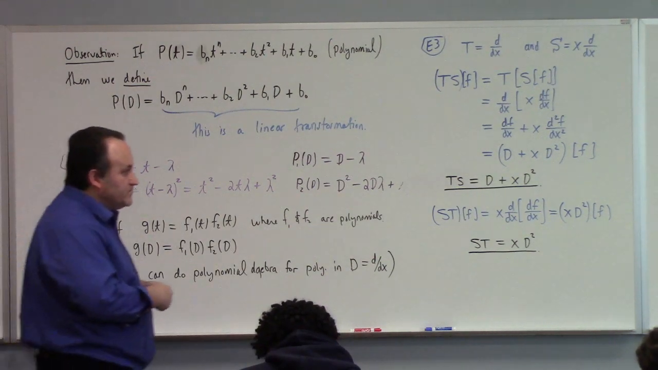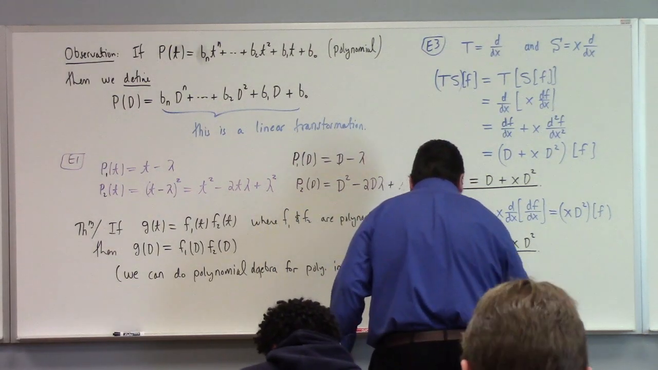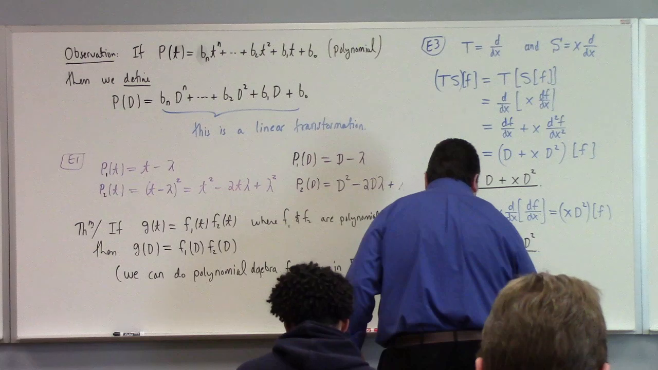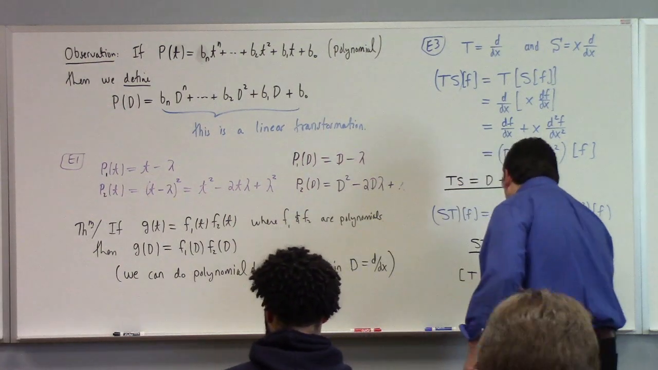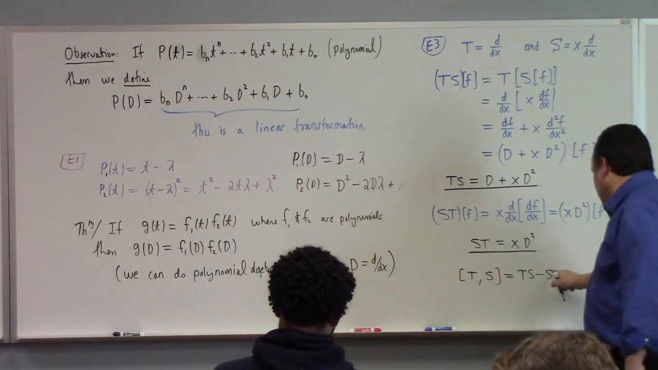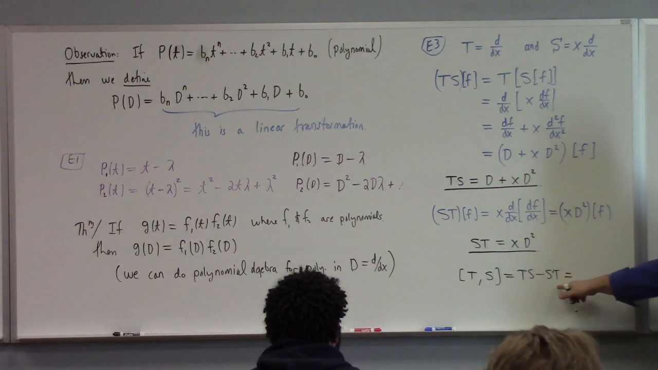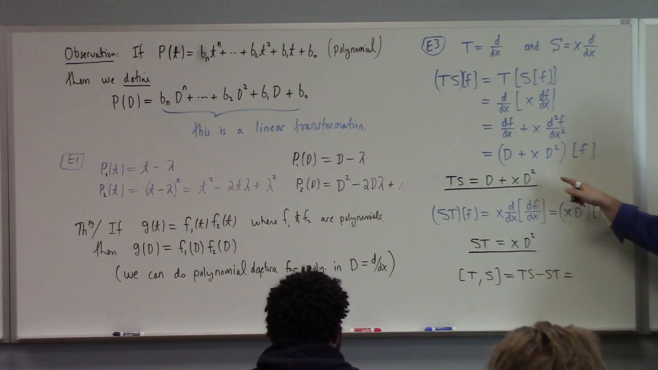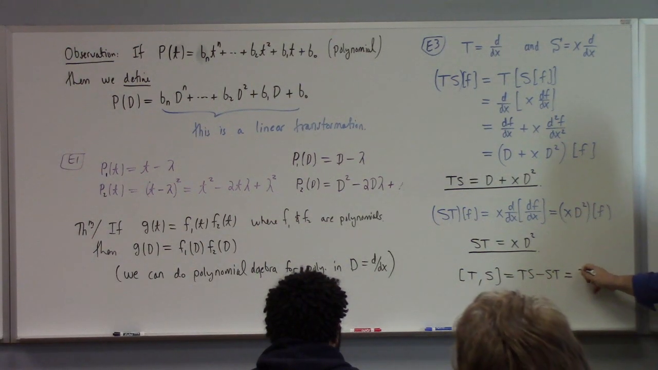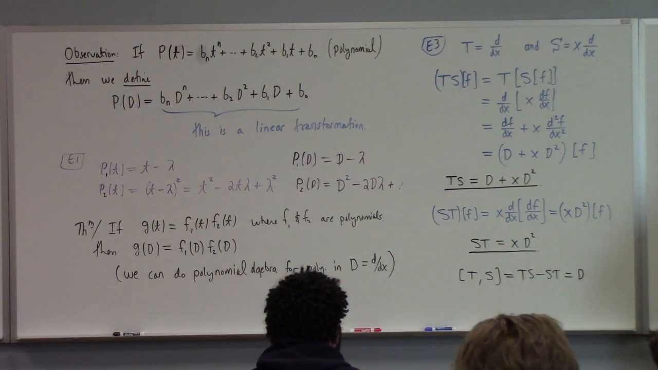That's special. Now here there's something interesting to think about. There's something called the commutator. You're like, what's that? Well, the commutator of T and S is equal to TS minus ST. And from the calculations we just did, what's the commutator? So TS minus ST is what? Yeah, D. So the differentiation operator is equal to the commutator of T and S.